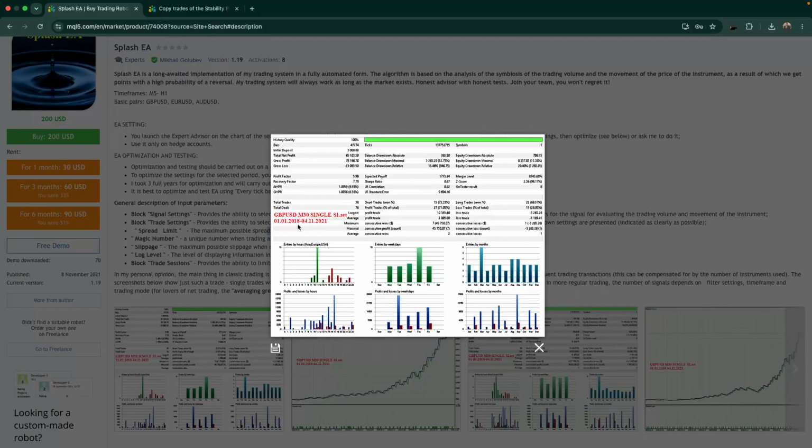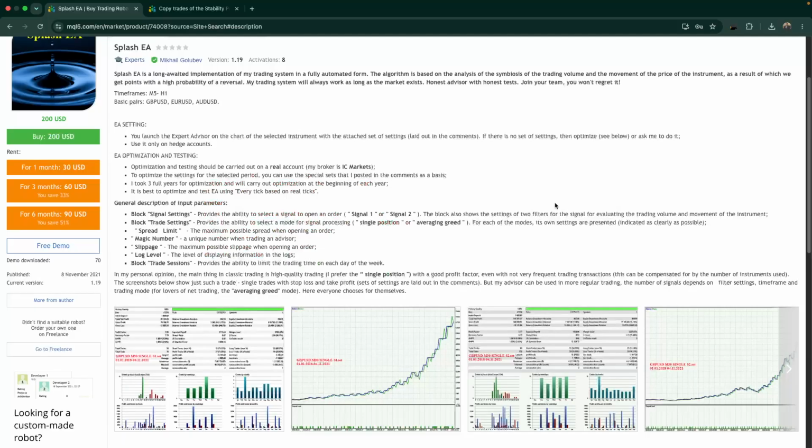And from 2018 to 2021, which is about 3 years, sorry, we are only seeing 38 trades in total. So it's quite selective with the way it trades, but I think this was on the conservative mode, because remember we have two modes to this EA: the conservative mode and the risky mode, where we use the grid, the averaging, and all that.